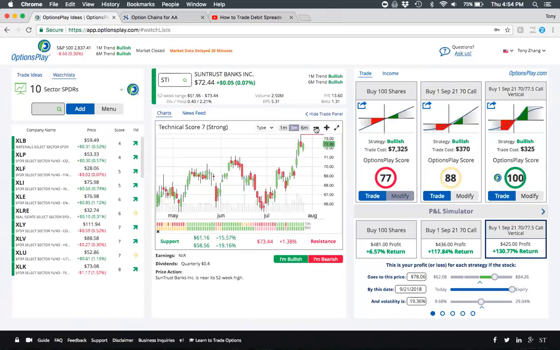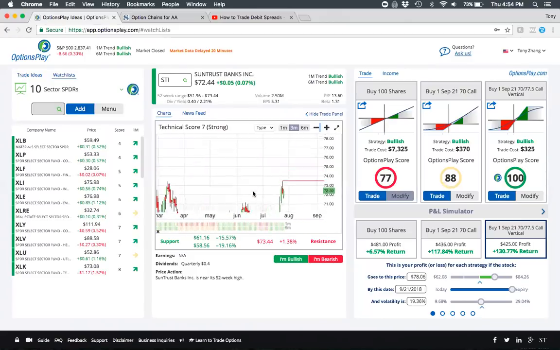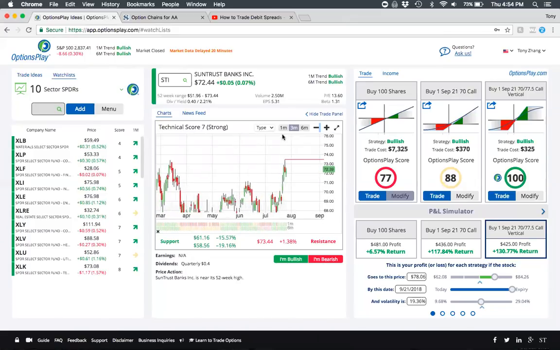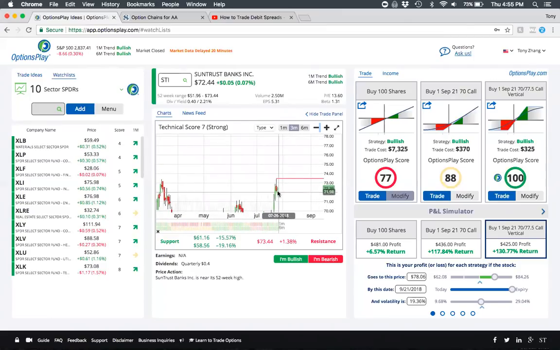So SunTrust Bank is at all-time highs. It's difficult to say where it can go. So we basically said, well, we think that maybe the stock can move to $75, $76 based on historical volatility. The stock moved from 68 to 72, 73, so about a $5 move very relatively quickly. So I don't think it's crazy for it to move another $4 or $5. So what happens if it moves up $4 to $76?